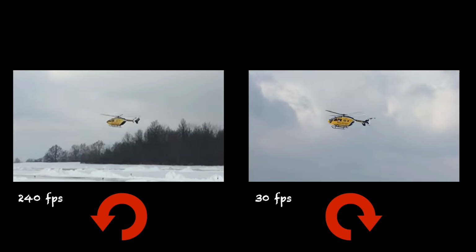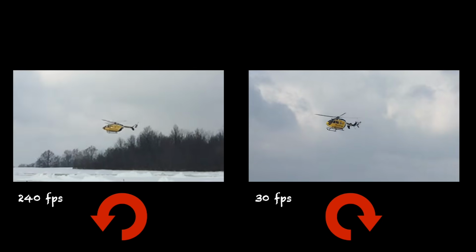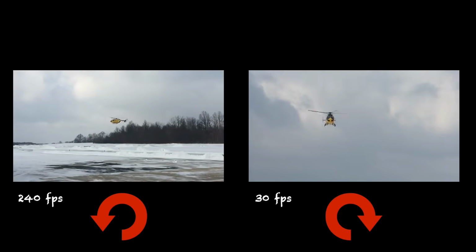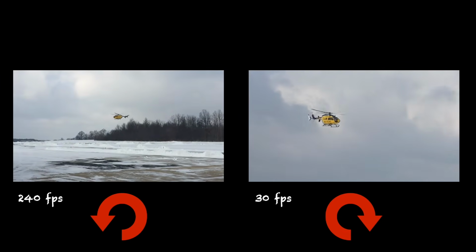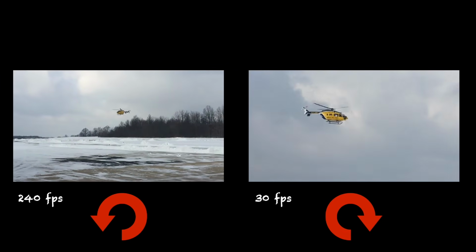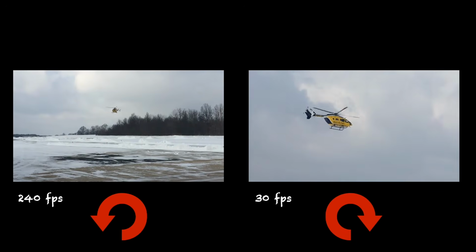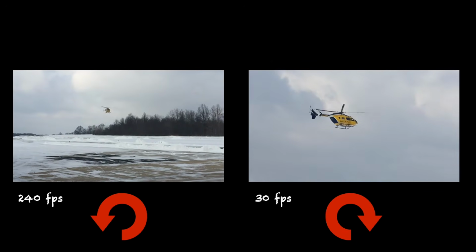Part of what we do here at MetroHealth is we have a flight service. This is an example of our helicopter service. They were doing a check ride, and I was out videoing their check ride.